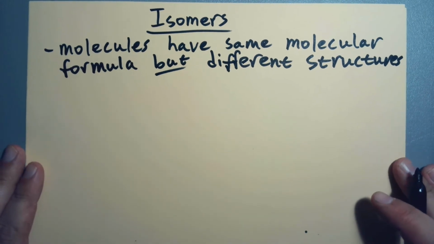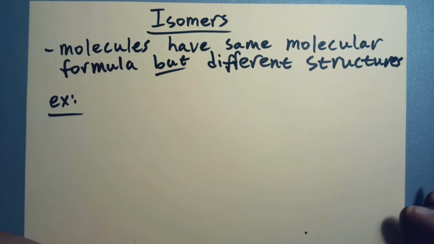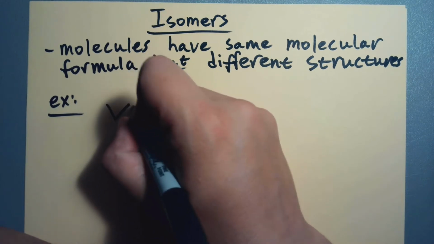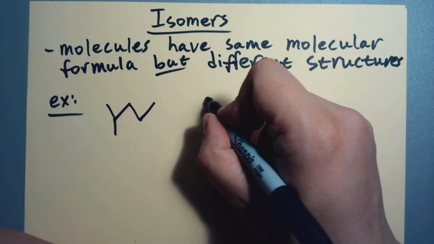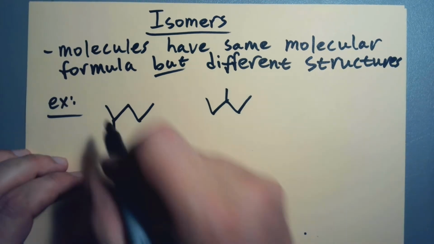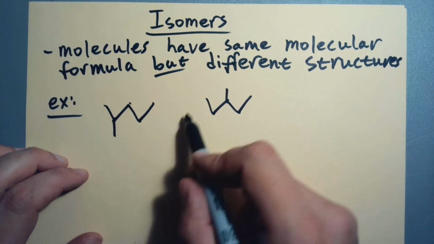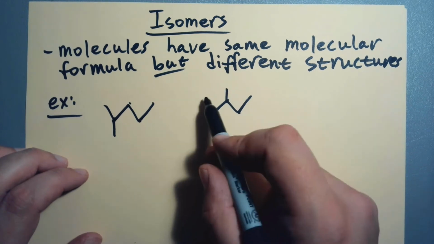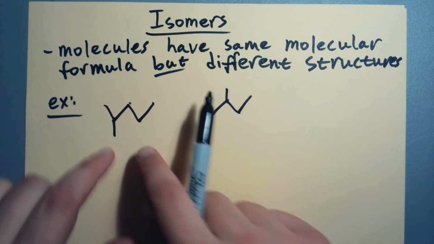Alright. So, as an example, you could have something like this, and something like this. Alright, so we've got a 1, 2, 3, 4, 5 main carbon chain with a side chain here. We've got 1, 2, 3, 4, 5. So we've got the same main chain, and we've got one carbon side chains, but they're on different carbons. So these are actually different molecules. I can't rotate this around and make it look like this.